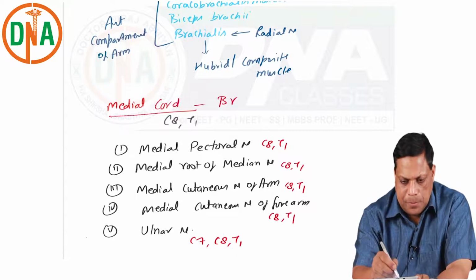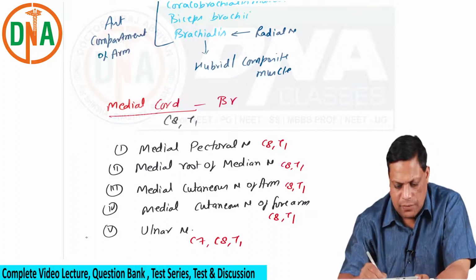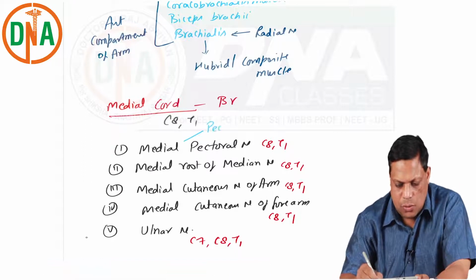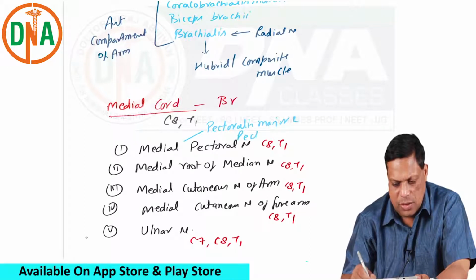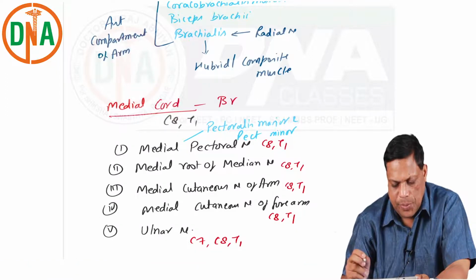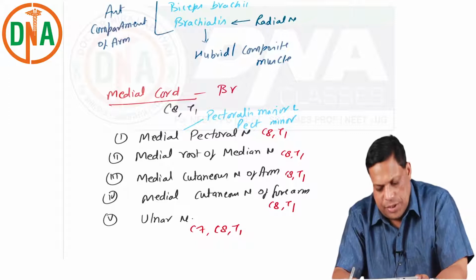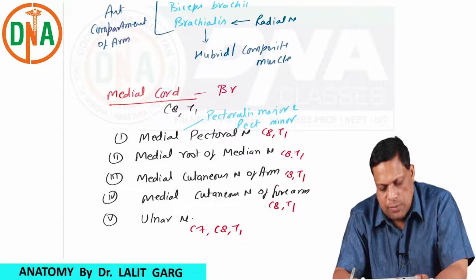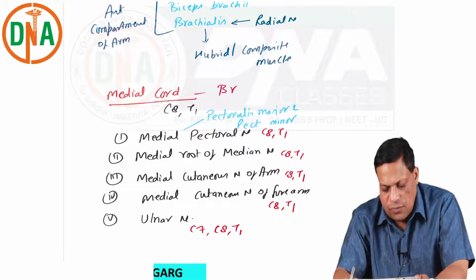Now see what muscles are supplied by medial pectoral nerve. It supplies the pectoralis major muscle and pectoralis minor muscle. Then medial root of median nerve, it forms the median nerve. Medial cutaneous nerve of arm, cutaneous means it is a sensory nerve. Medial cutaneous nerve of forearm is also a sensory nerve of the forearm.